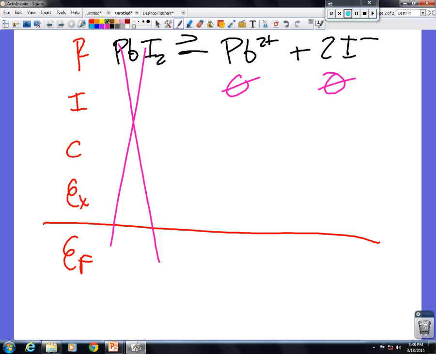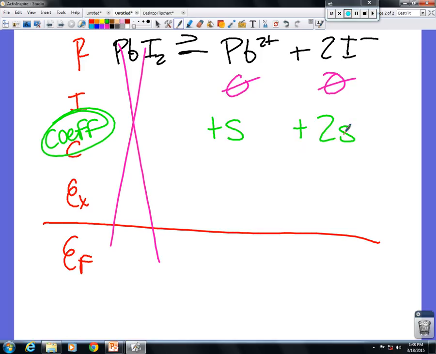Now, in the C row, what always matters? Coefficients, right? Now, are we going to make ions or lose ions when we dissolve a solid? Make. So is that positive or negative? Positive S, positive 2S, right? Why is it 2S? That's the coefficients, right? So, we just bring the math down, right? Now, what is 0 plus S? It's S, right? What is 0 plus 2S? You with me on that? All right, so here's the key. Here's the kicker to all of this.